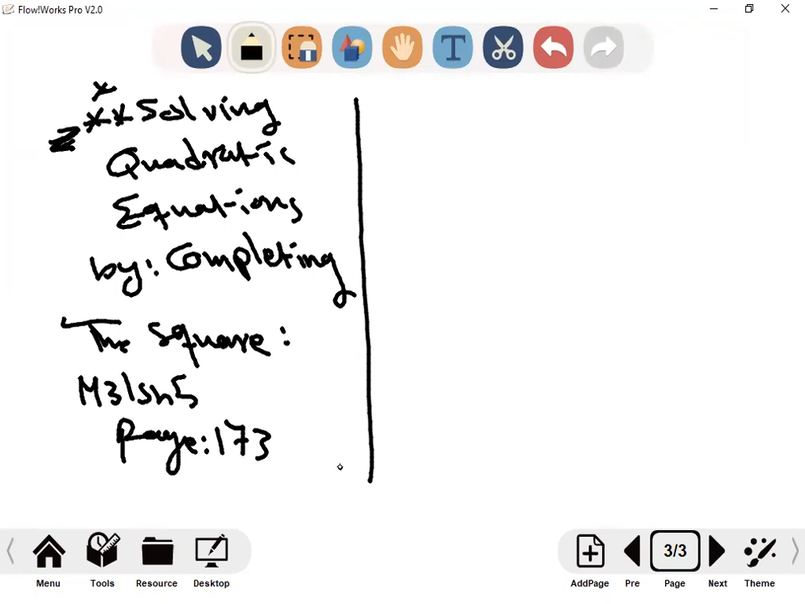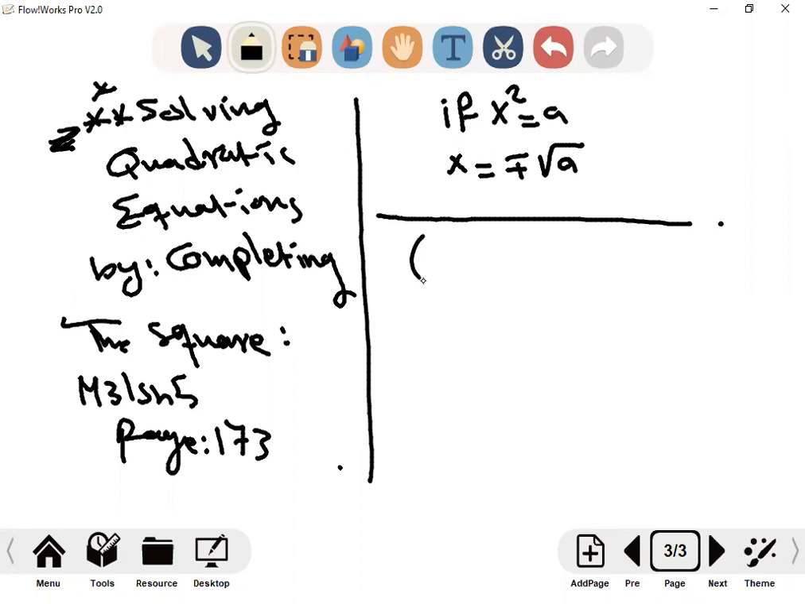Completing the square. Look at the board. What's the meaning of completing the square? We need to use this idea: if x power 2 equals a, then x equals plus minus square root of a. We know this idea, right? But always x power 2? Not always. Sometimes we have an expression power 2, like (2x plus 1) all power 2 equals 16.